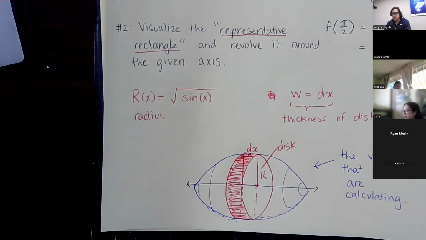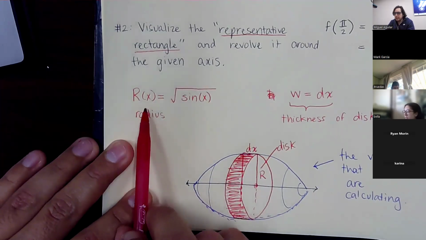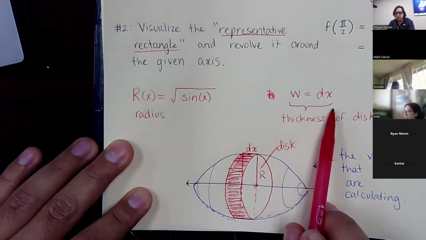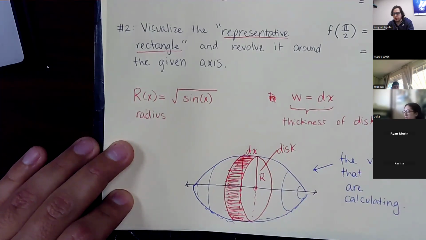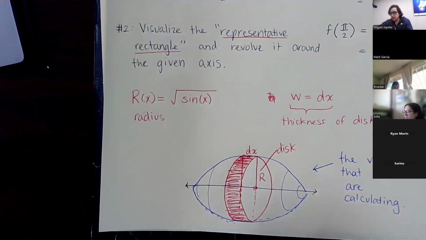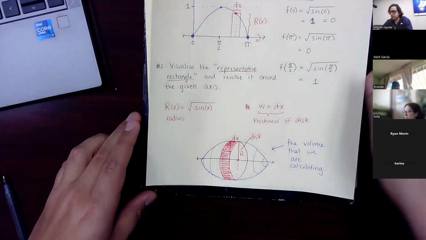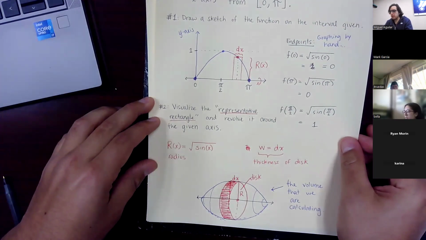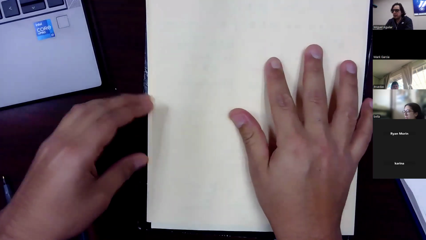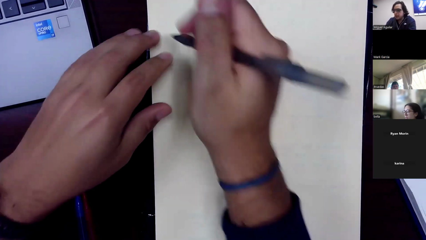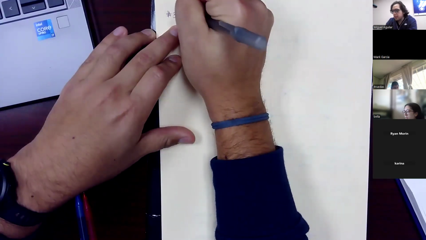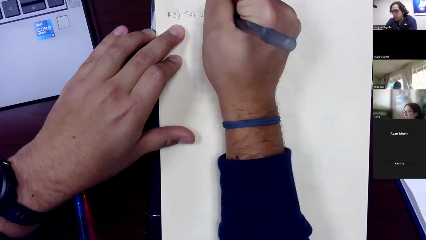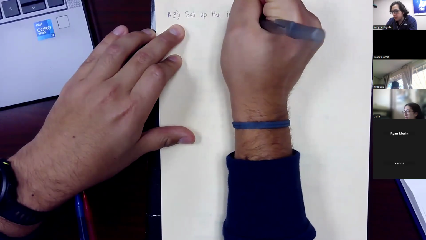So now we know where we're going, and the third step is going to be to set up our integral. We know what our radius is. We know the thickness is going to be represented by dx in our integral, and now we'll put our integral together. You guys ready for that? Okay, let's see. So step 3 is going to be set up the integral.